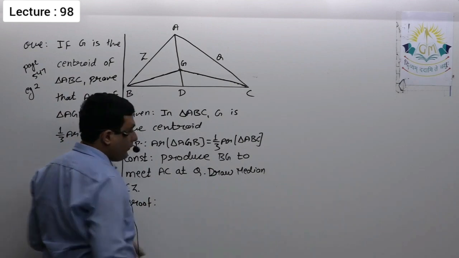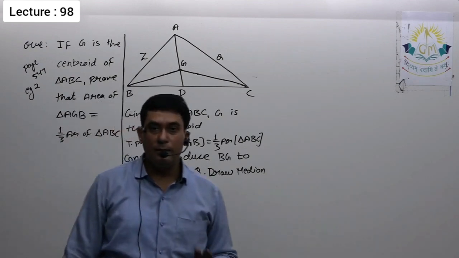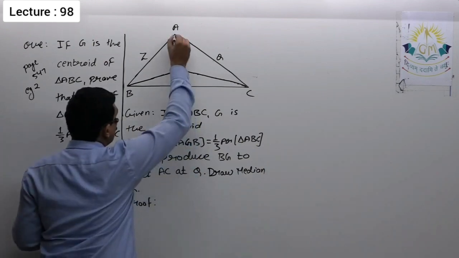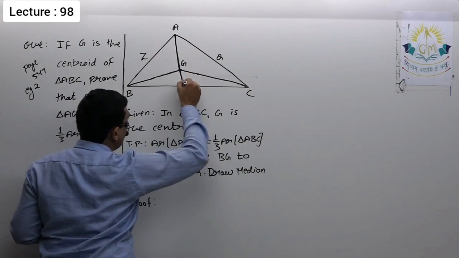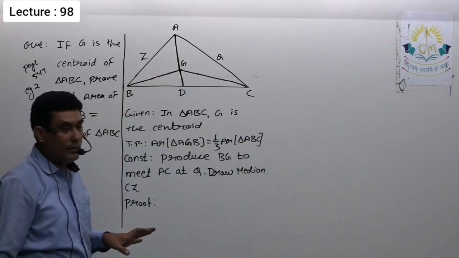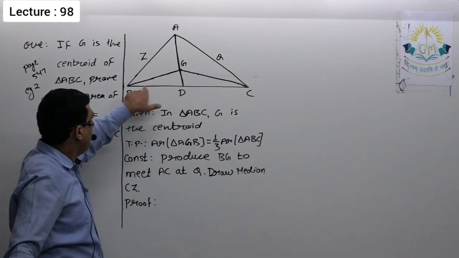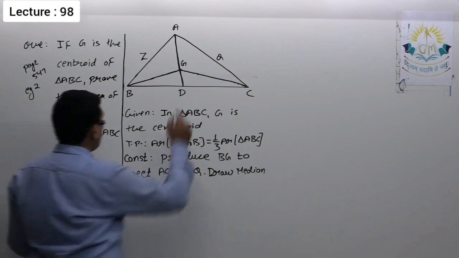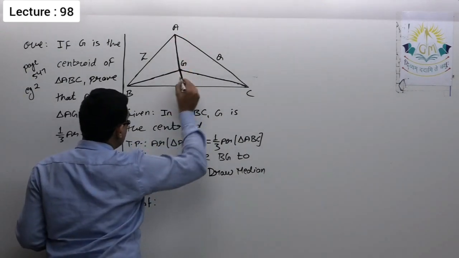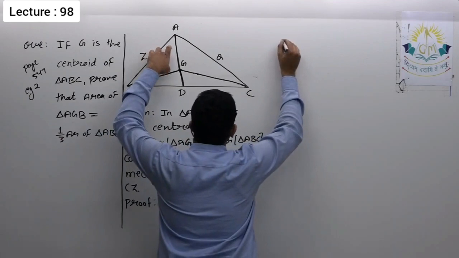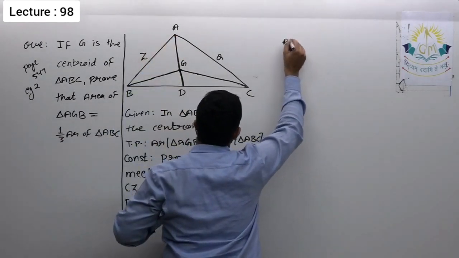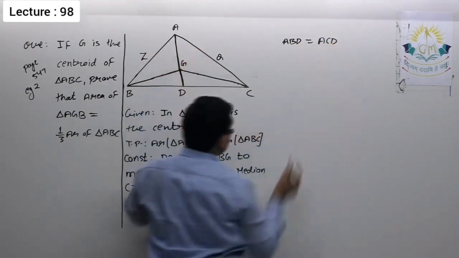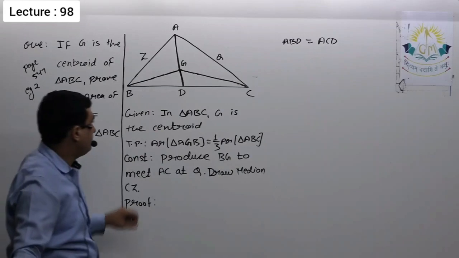See, now here we use the concept that median of a triangle divides it into two triangles of equal area. That means this AD divides ABC into two equal areas. So I can say area ABD is equal to area ADC, isn't it? Because AD is a median. Now again GD is a median. So here I do write, because AD is a median, I can write area triangle ABD is equal to area triangle ACD, isn't it? Because AD is a median.